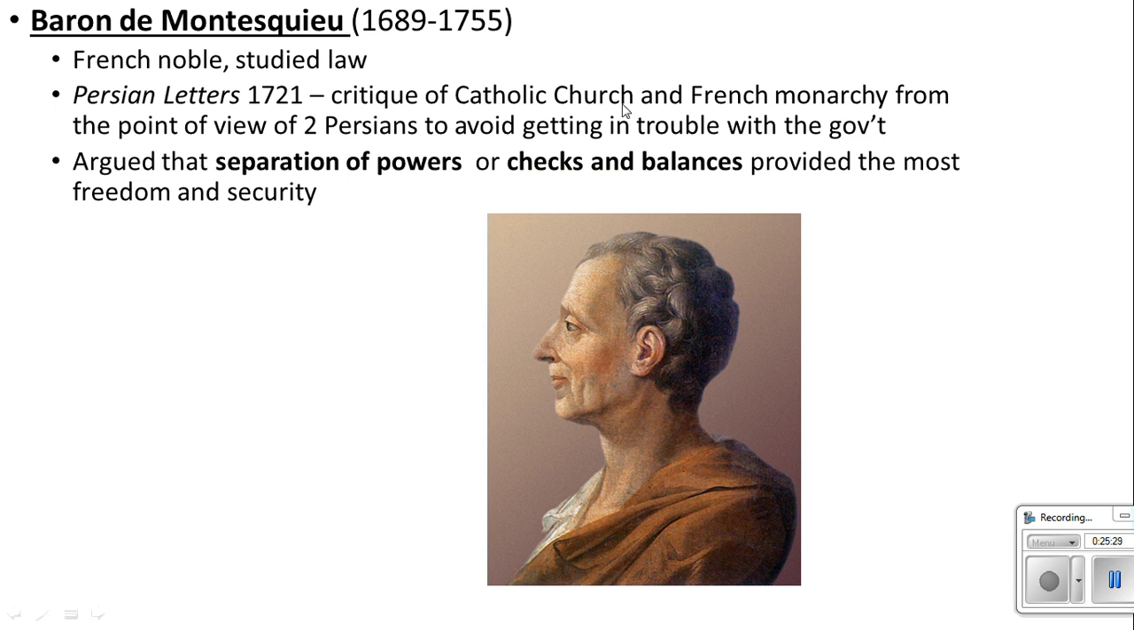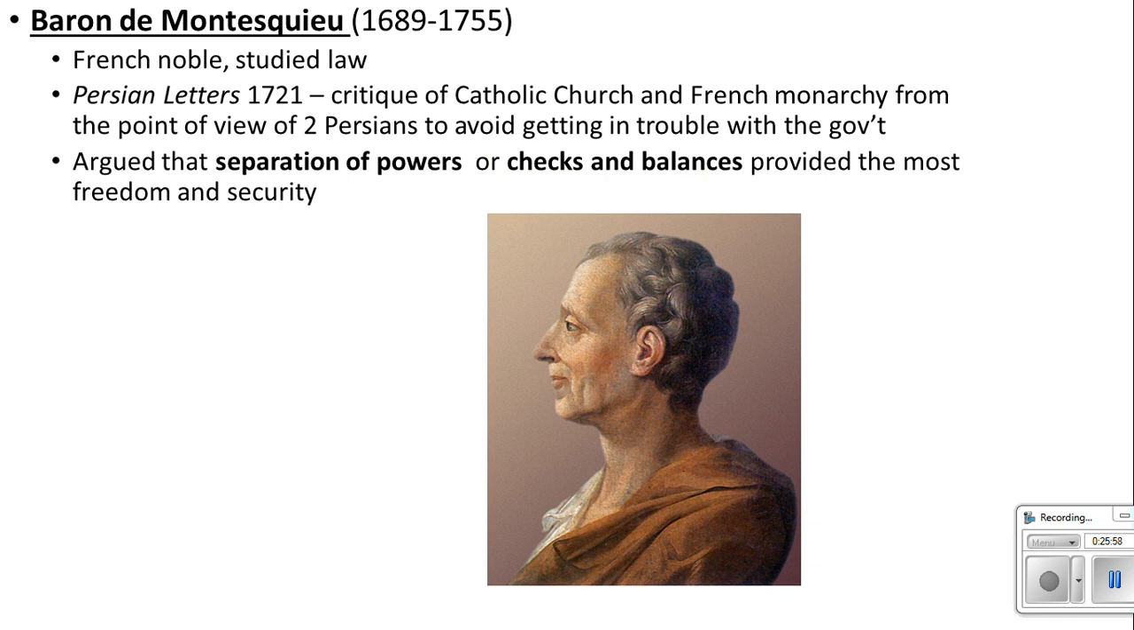And here, it's the same kind of thing where when people say, if two aliens came down to our world today, what would they think? It's the same kind of idea. If we bring in these two Muslims who are from such a radically different culture, what would they notice? What would they see? And one of his complaints was of sort of the arbitrary exercise of power in the church and the monarchy, and he argued that a separation of powers, or what we also sometimes call checks and balances, would provide the most freedom and security.